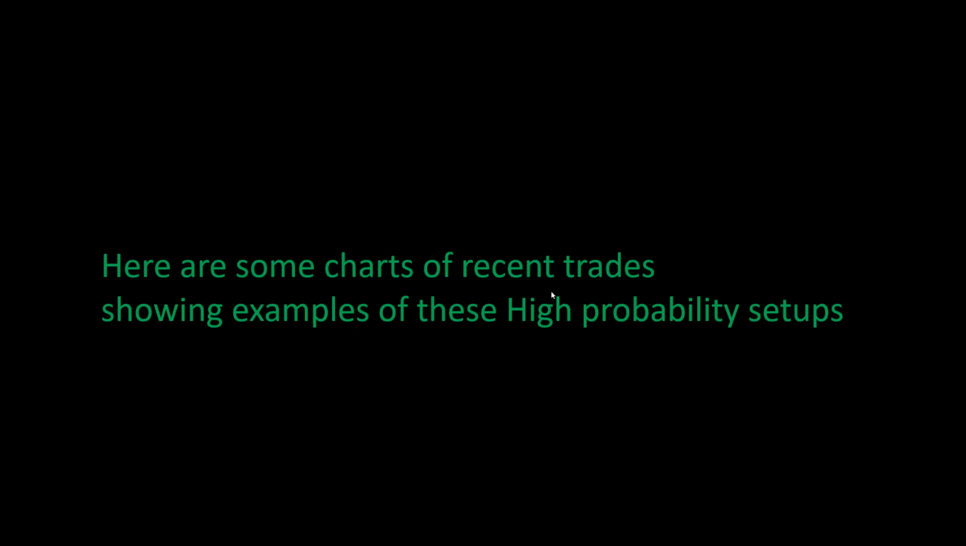Okay, so I'm going to show some charts of recent trades showing examples of these high probability trade setups. I'm going to show you the Compass system, and I'm going to show you the Dominator system. Because I want you to be aware of, if you get in the market, the alert service, I want you to know where these trades are coming from. How am I finding these particular high probability trade setups? So if you use the software, you can find them yourself.